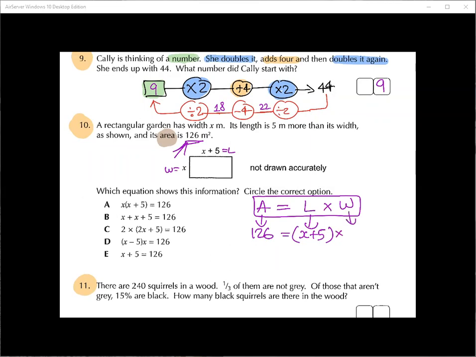X. So there you go. They mentioned area is this. They're giving us a length, they're giving us a width, and that's how they're all connected together. So which one of those is the correct answer? A, B, C, D, or E?